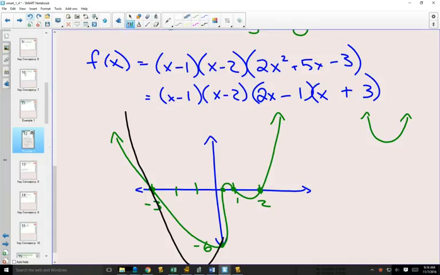And if you want more ones that don't have multiplicity, that you have to factor first, questions 7 and 13 are good examples.